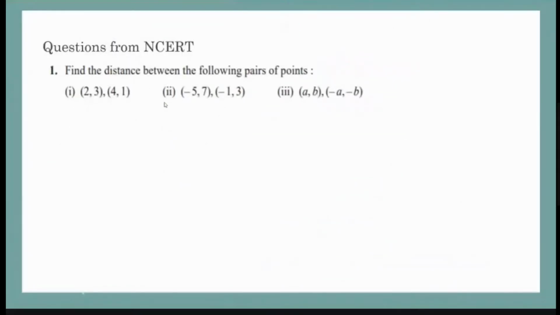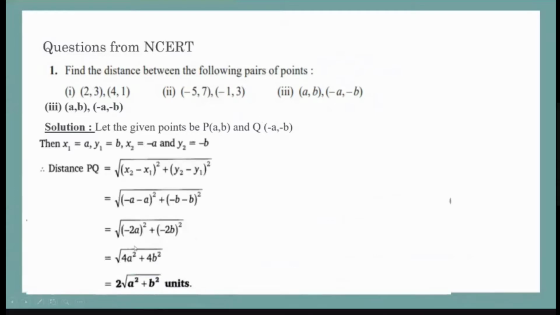The first question says, find the distance between the following pairs of points. So I'm taking up the third part, which looks the most complicated one, distance between (a, b) and (−a, −b). If I take this point as P and this as Q, let us find out the distance between PQ. If you remember the distance formula, it is equal to the square root of (x2 − x1) whole square plus (y2 − y1) whole square. It's (−a − a) whole square plus (−b − b) whole square, and the whole under root, which simplifies to give me the square root of 4a² + 4b².